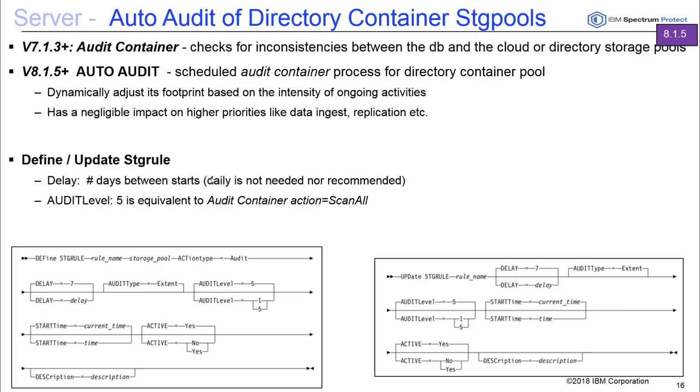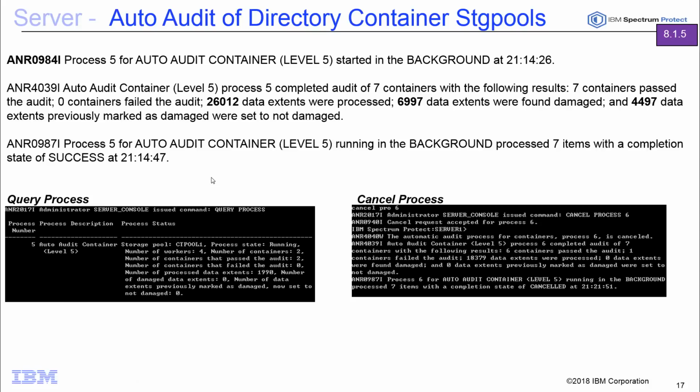The reason you would use the define storage rule versus a define admin schedule is a defined storage rule will dynamically adjust as it sees different processes coming in versus your admin schedule, which would not automatically adjust the priority of the audits. On slide 17, this is what your query process will look like if you are running an audit container. The way to kill an audit container is obviously with a cancel process that will cancel that out.